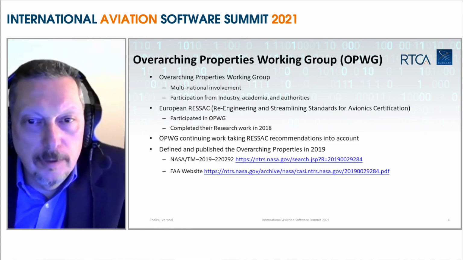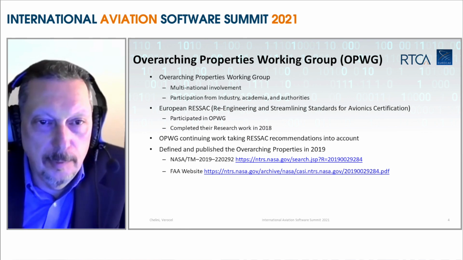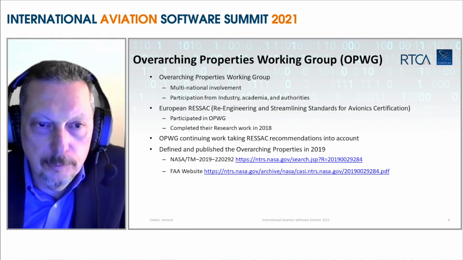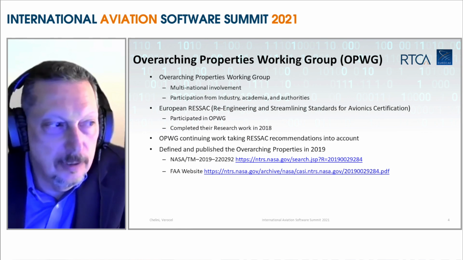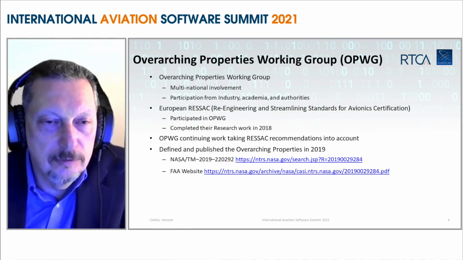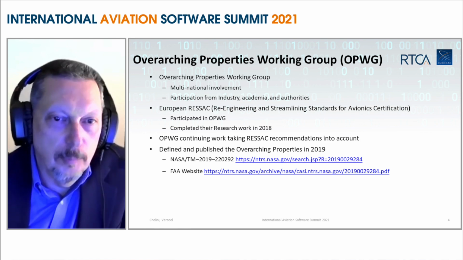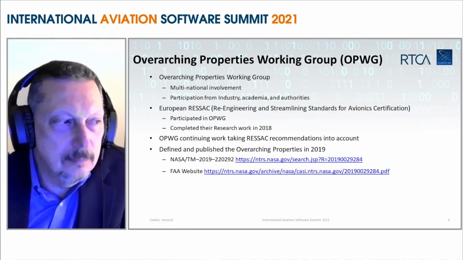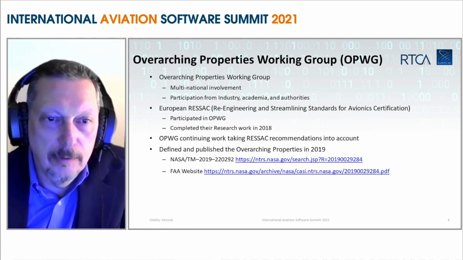The Overarching Properties Working Group, as I said, has participants from industry, academia, and the certification authorities. At the same time, a European research group, RESSAC, the Reengineering and Streamlining Standards for Avionics Certification, was also experimenting with ways to streamline the process. They work cooperatively with the Overarching Properties Working Group, or OPWG. They were members of that. They completed their mission in 2018. We have taken the recommendations from their activities into account into what we're doing now.